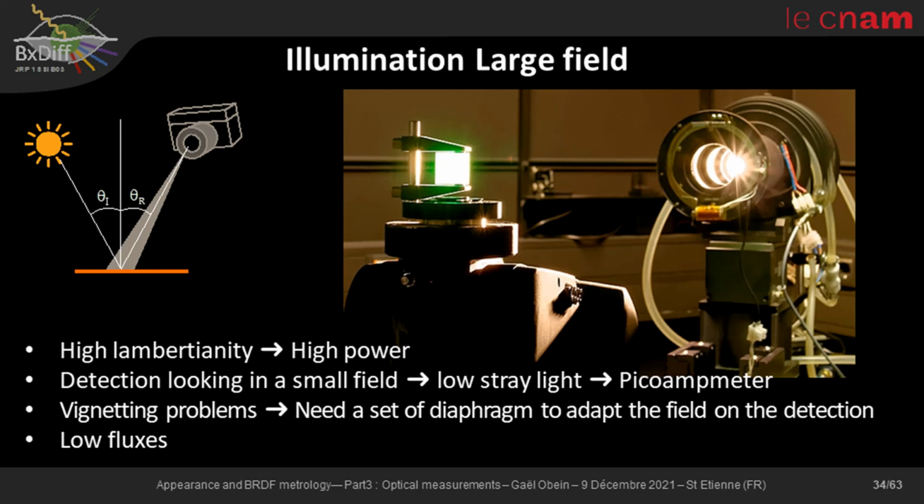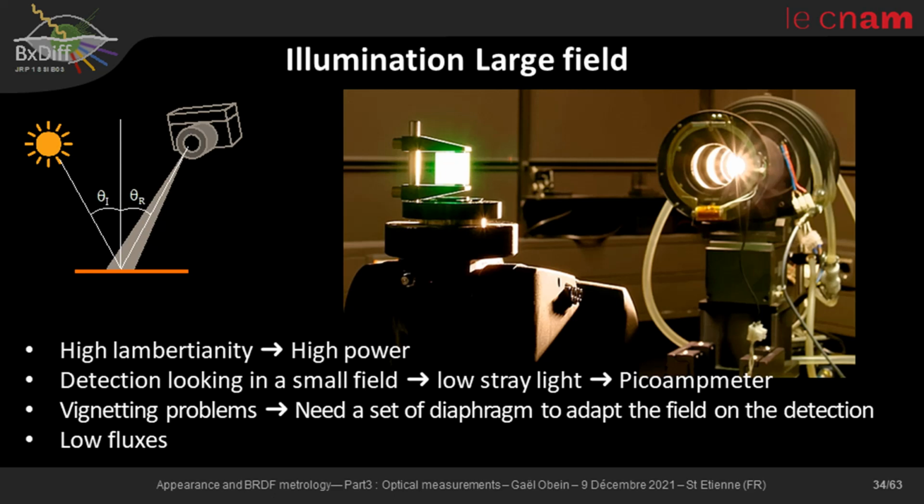What is good is your detection is looking at a very small field and not outside. So you're less sensitive to the stray light of the room, in fact, because you're measuring really on the surface that is just on that part here. And that way you can use a picoamp meter for the detection system, because the detection will be a silicon photodiode, and you will get a photocurrent.